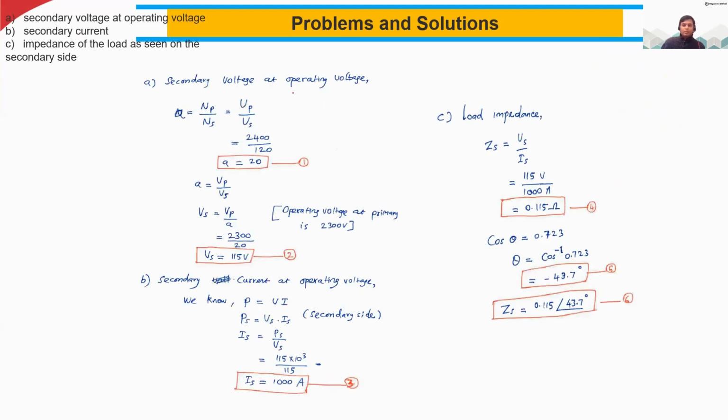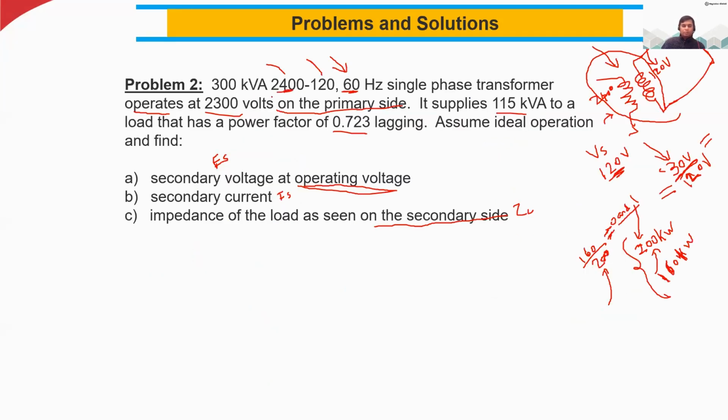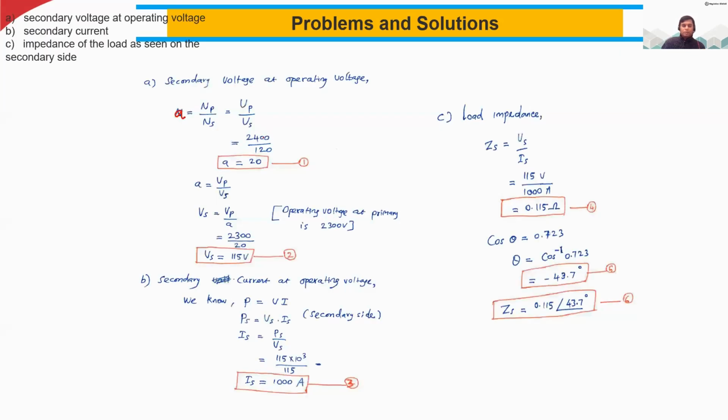So the secondary voltage at operating voltage, that is ES at operating voltage. So we know the turns ratio in terms of voltages. A is equal to VP divided by VS, or EP divided by ES, the same. So EP, the actual primary voltage, is 2400 volt, right? 2400 volt, operating at 2300. So 2400 divided by 120, that is 20. A ratio doesn't have a unit. So it's not a volt, it's not an ampere, it's just 20.